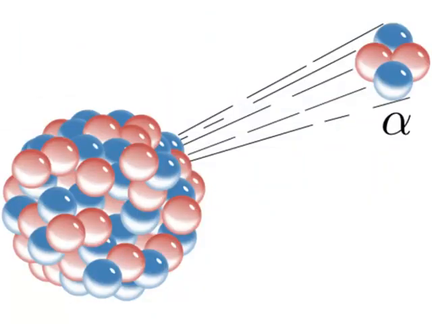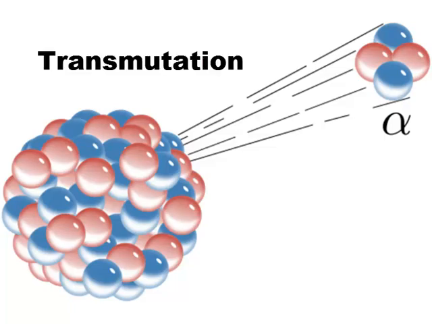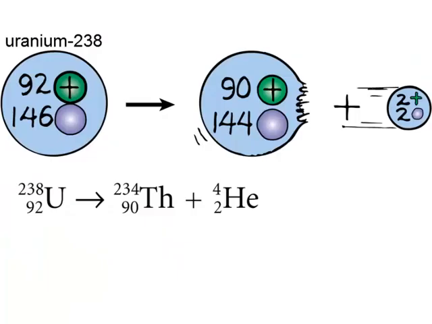The changing of one element to another is called transmutation. Consider common uranium. Uranium-238 has 92 protons and 146 neutrons. The nucleus loses 2 protons and 2 neutrons, an alpha particle. The 90 protons and 144 neutrons left behind are the nucleus of a new element.